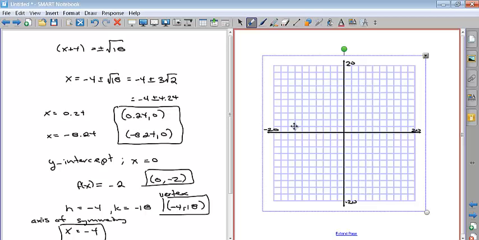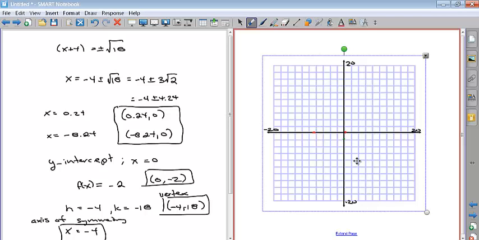So the x-intercepts are 0.24, which is really close to 0 here. So it's just slightly to the right. And then you have negative 8.24. So this is 2, 4, 6, 8, 8.24. So those are my x-intercepts. My y-intercept is 0, negative 2, which would be right there. Again, 2, 4, 6. So that's negative 2.